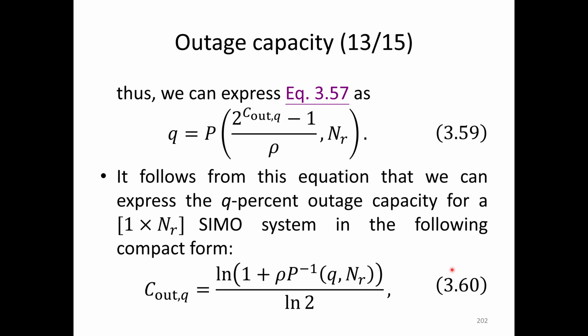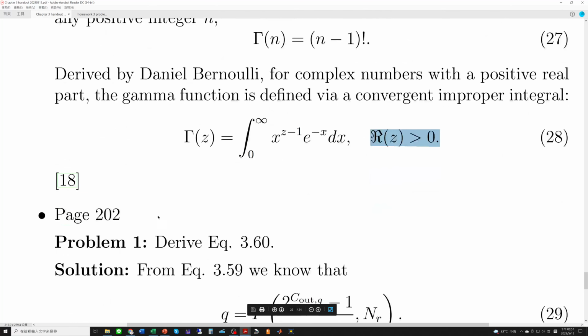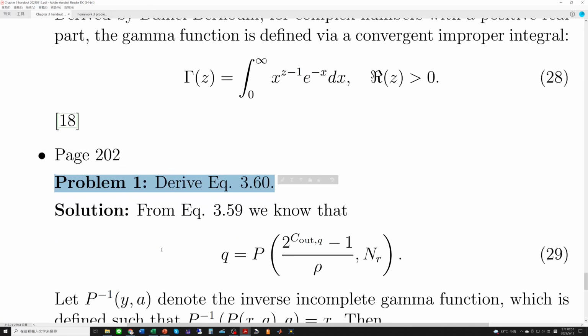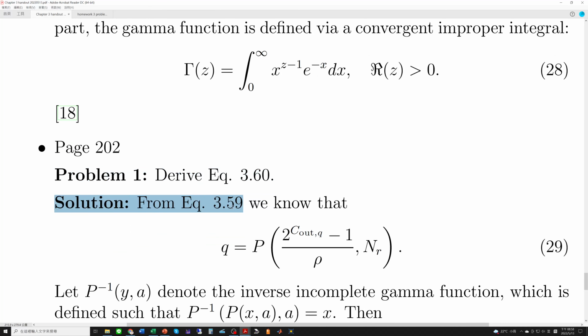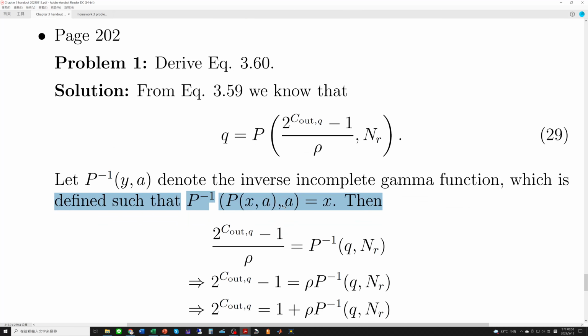How to derive equation 3.60? Let us see the handout. Page 202, problem 1, derive equation 3.60. Solution: from equation 3.59, we know that Q is equal to P of 2 to the power of C out Q minus 1 over rho, nr. Now P inverse of y, a denotes the inverse incomplete gamma function, which is defined such that P inverse of P of x, a, a is equal to x. Then we know that this term is x and nr is equal to a.